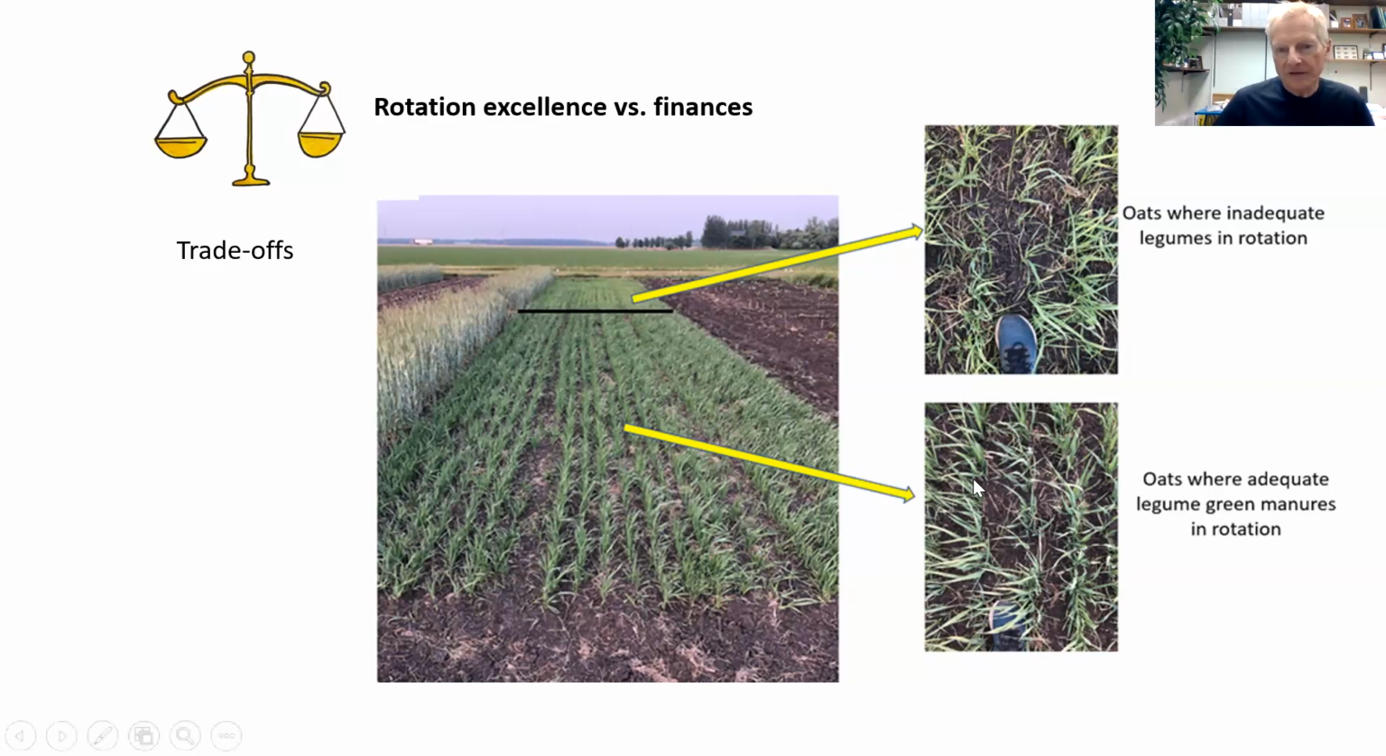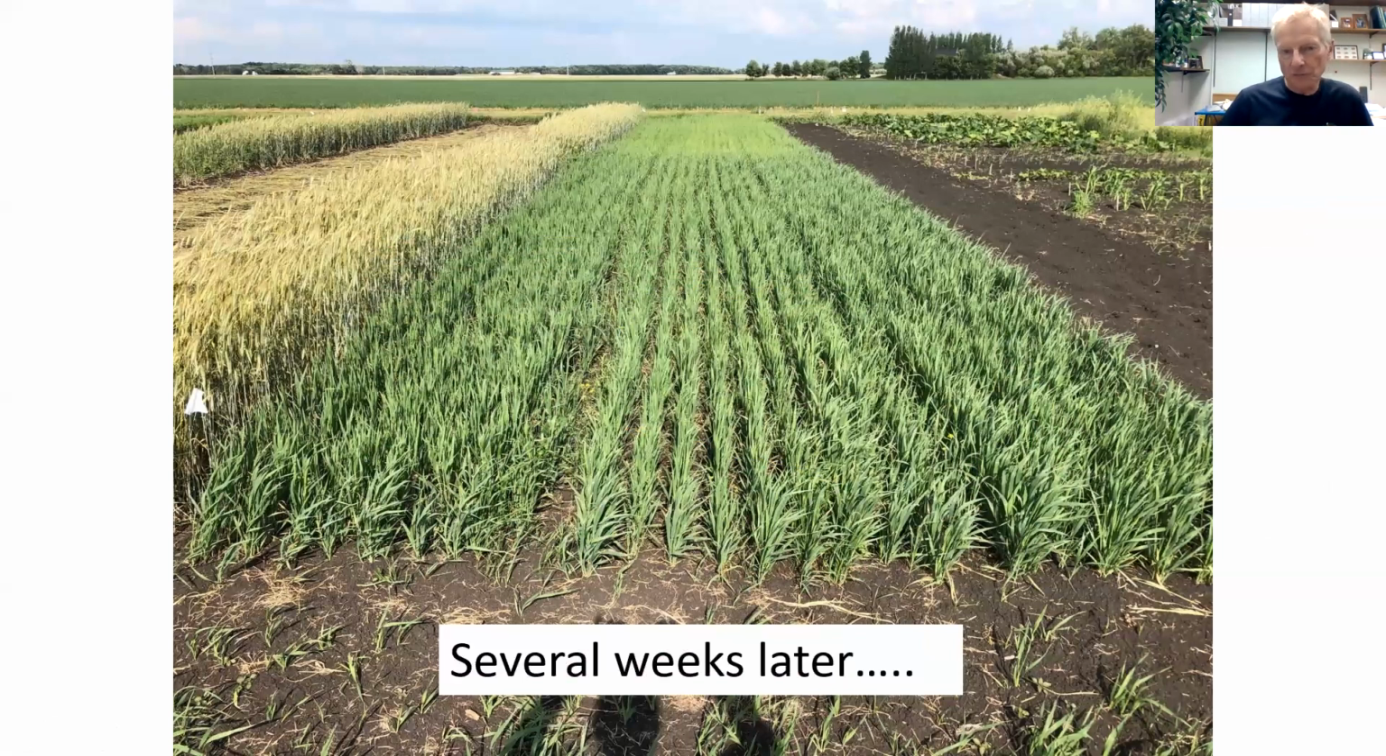And the front half, the oats look much better than the back half. And in the back half, I'll show you the rotation in a minute. The back half has an inadequate number of legumes in rotation. The front half has a more adequate group of legumes in rotation, and that's why it's growing better. Now here's the same field several weeks later. You can really see the difference.